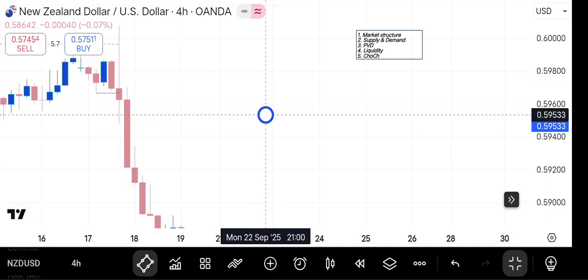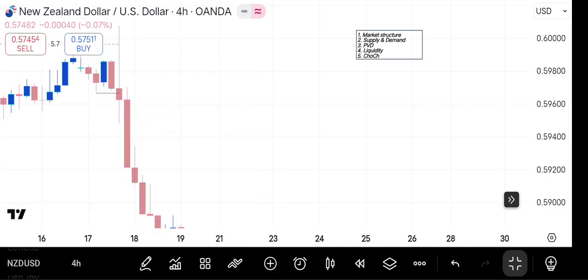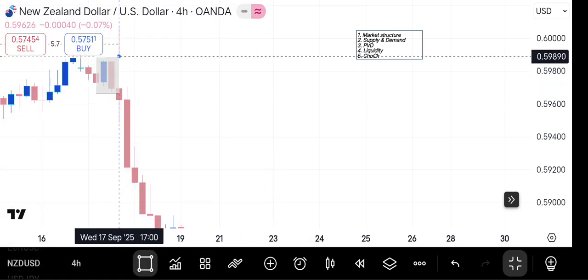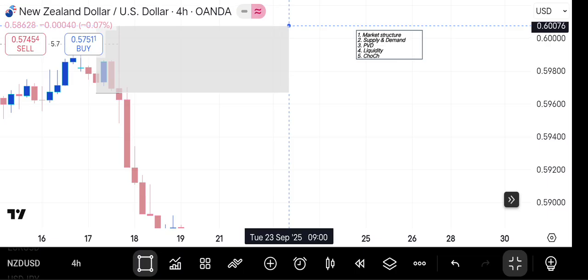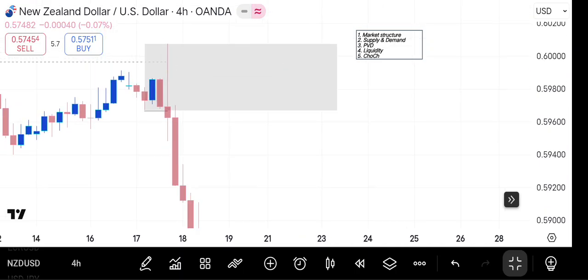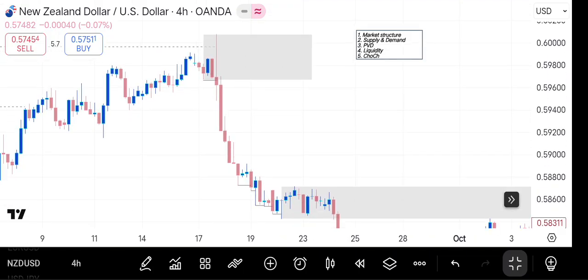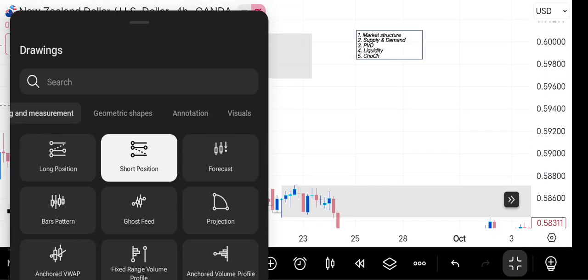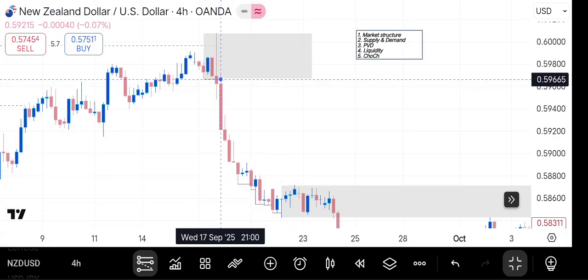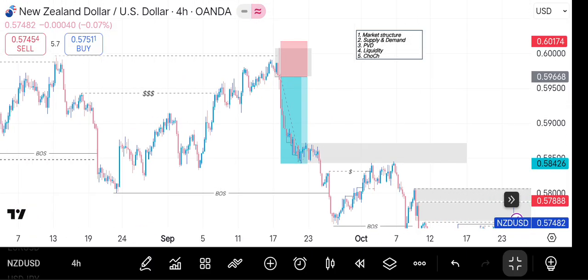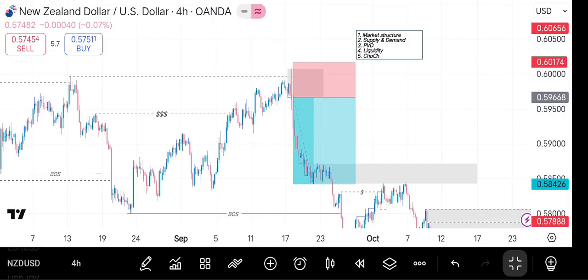Guys, excuse me for this one. This is so easy, guys. This is your new supply, right? This is your strongest supply because it took out liquidity right here. And you could have entered for your sales right there, guys. This is so beautiful. The strategy happens every time, bruh.